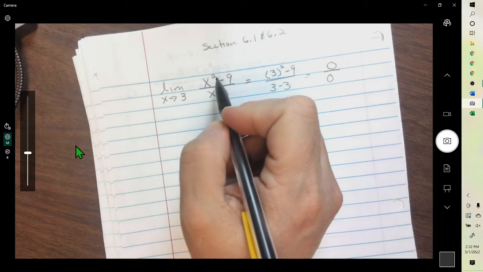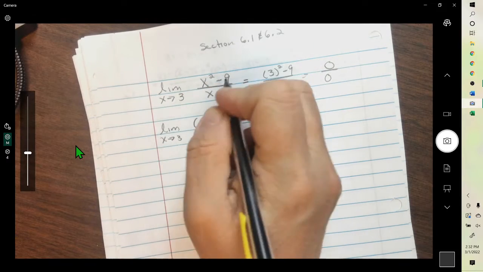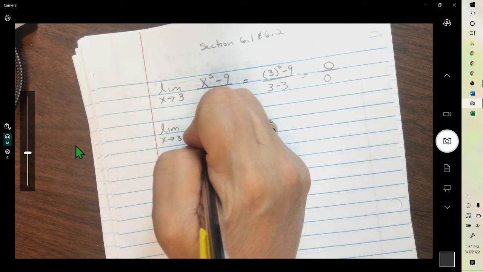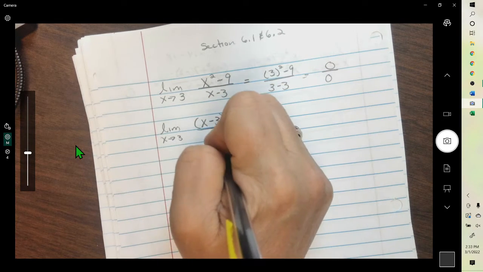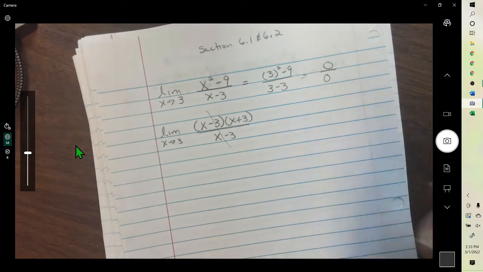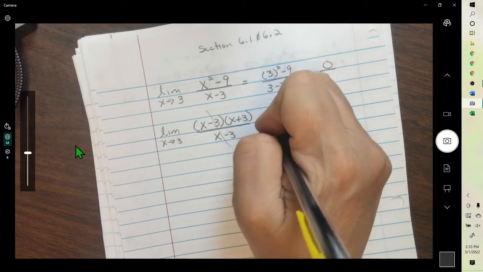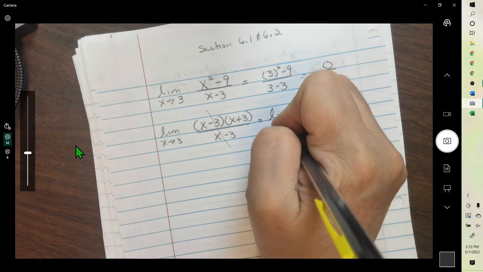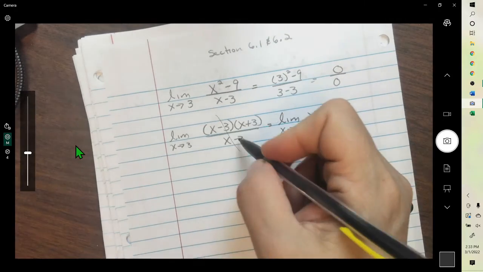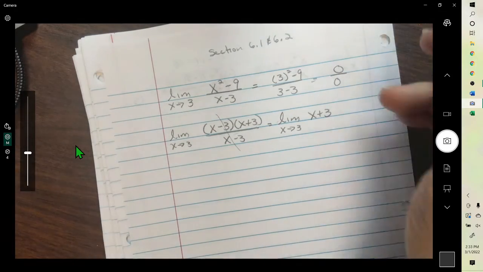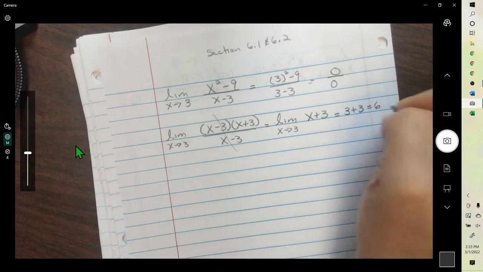Notice the top can factor. So we could take the limit as x approaches 3. These are perfect squares, so it's x minus 3 times x plus 3 all over x minus 3. And notice they have a common factor. If we drop that factor out, we have the limit as x approaches 3 of x plus 3. Once we drop the factor from the bottom, plug the number in again. 3 plus 3 is 6.